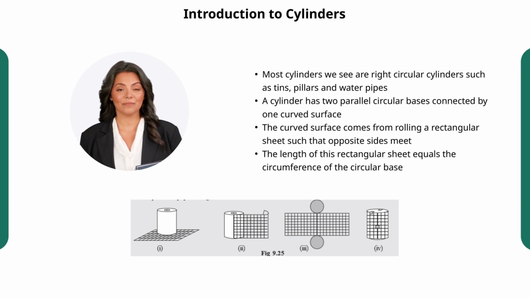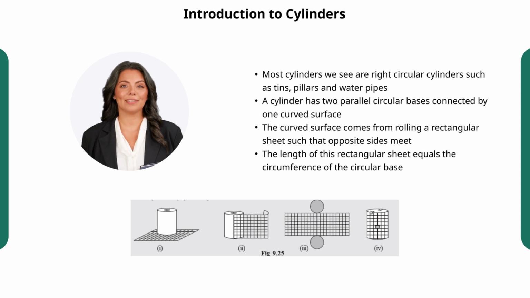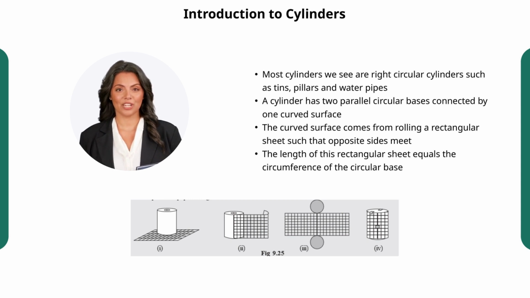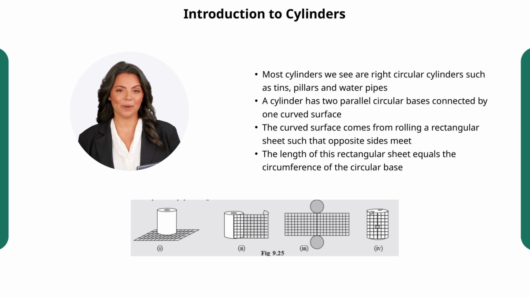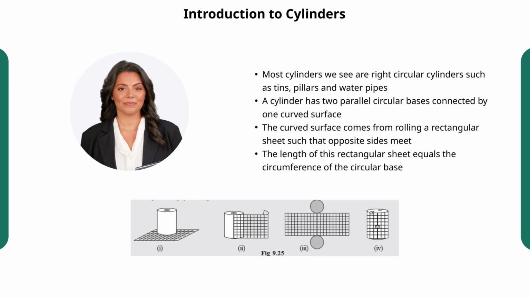Visualize a flat sheet being wrapped around to create the smooth curved surface connecting two circular bases. This insight connects flat two-dimensional shapes to three-dimensional solids, the core of solid geometry. How might the size of the rectangle relate precisely to the circular base? I'll guide you through this step by step. Keep this curious mind ready, and let's jump into the details.